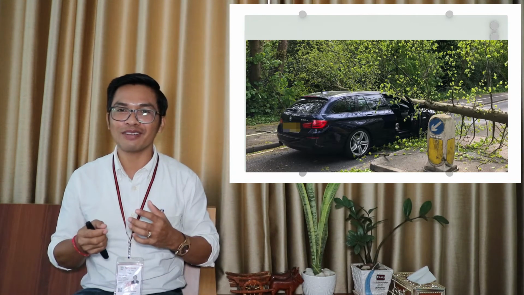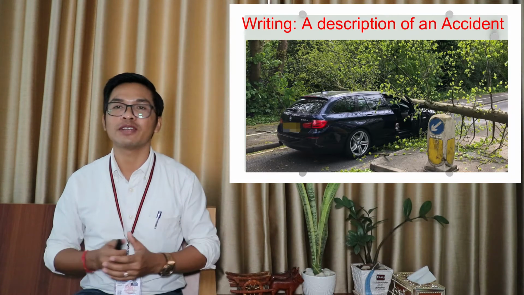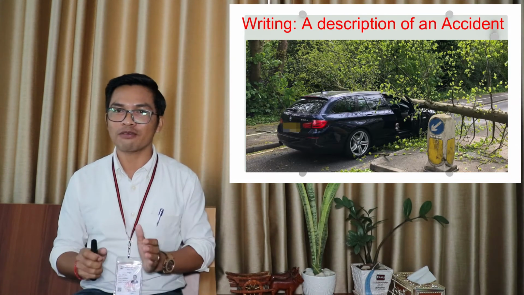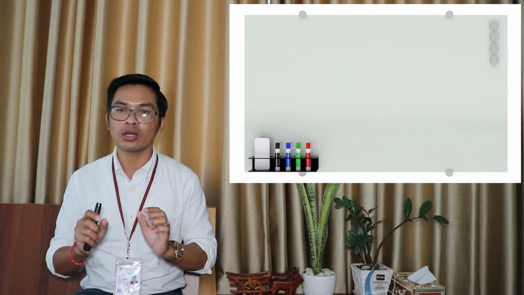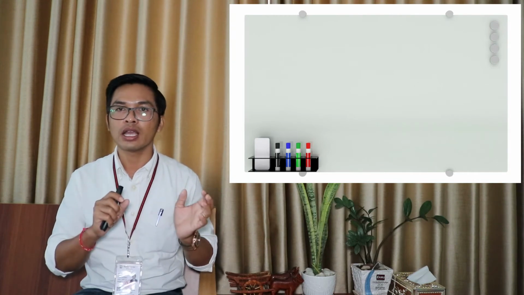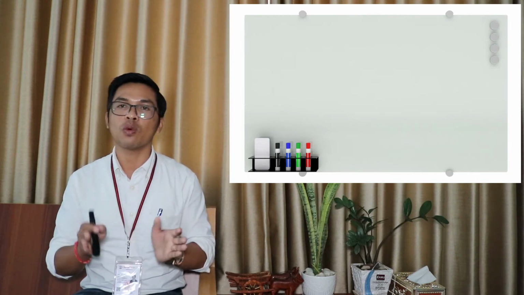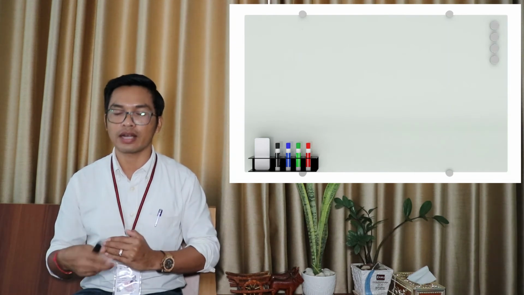So the title of our lesson today is writing a description of an accident. And before we start writing, I want you to understand and read the article, which is a model text, and consider how many paragraphs there are and what they are talking about in the first paragraph, second paragraph, and the last paragraph, right?